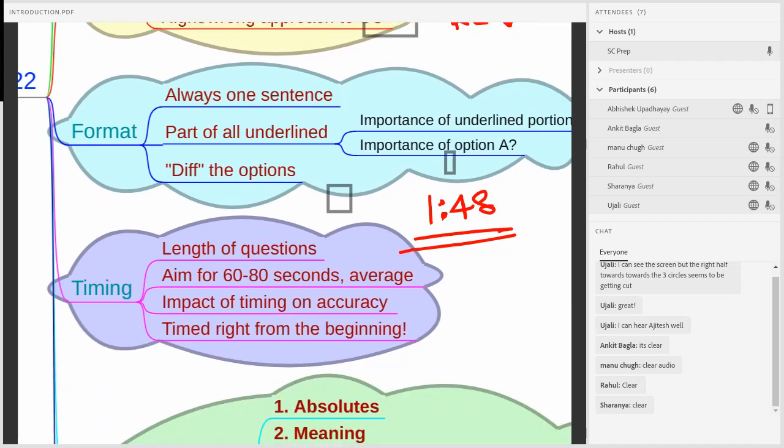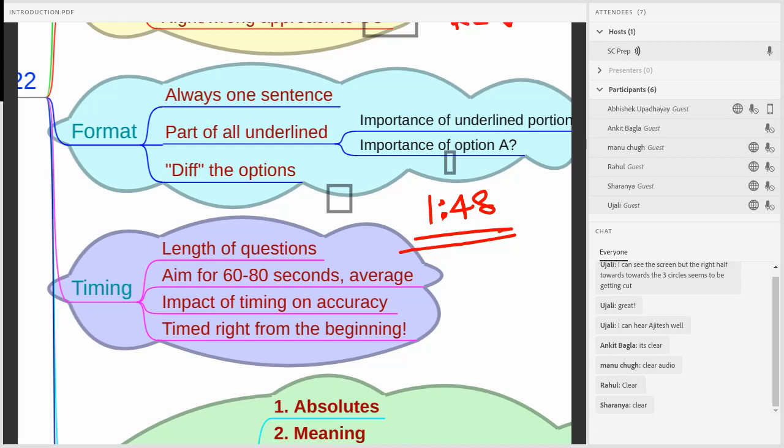Format of SC questions. I think all of you are familiar with this. This is not something I'm going to spend too much time on. We know that there's always one sentence, never more than one sentence. Either part of that sentence will be underlined, or sometimes the full sentence will be underlined. Now, over here, there are 2 points that I want to quickly discuss. The first one is the importance of the underlined portion. Now, the underlined portion is, of course, in the 5 options, right? You have to choose which option to put in the underlined portion.